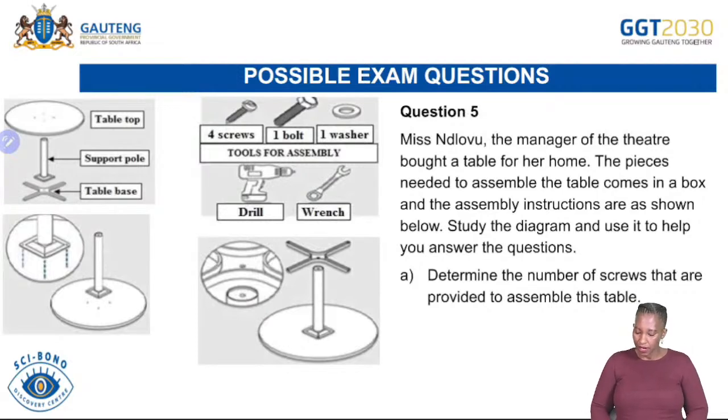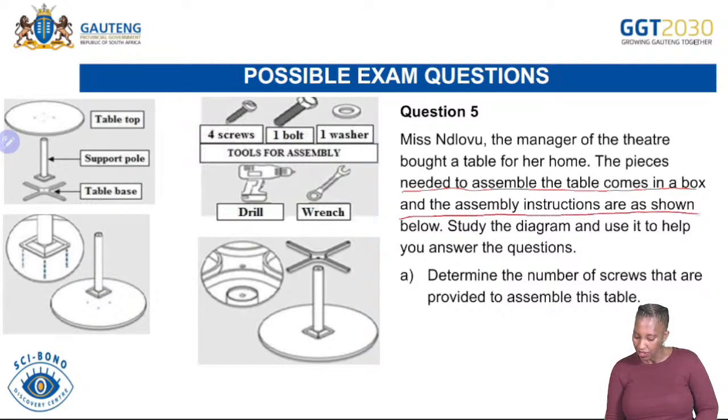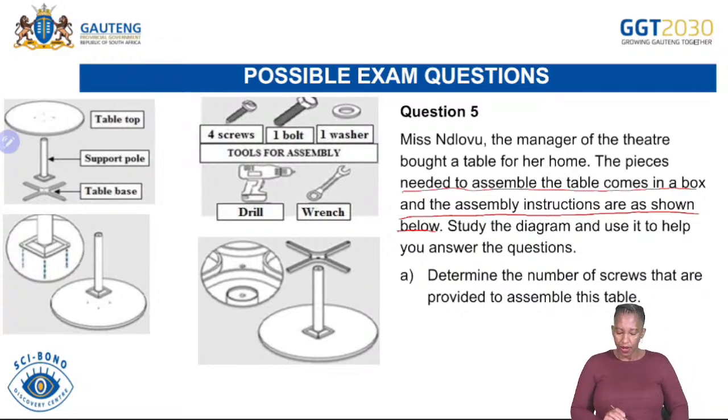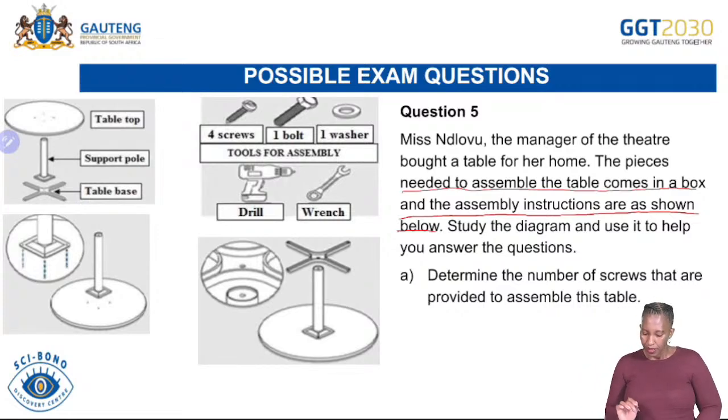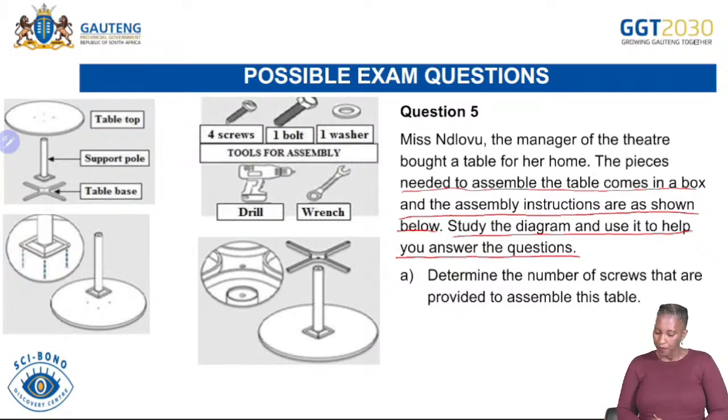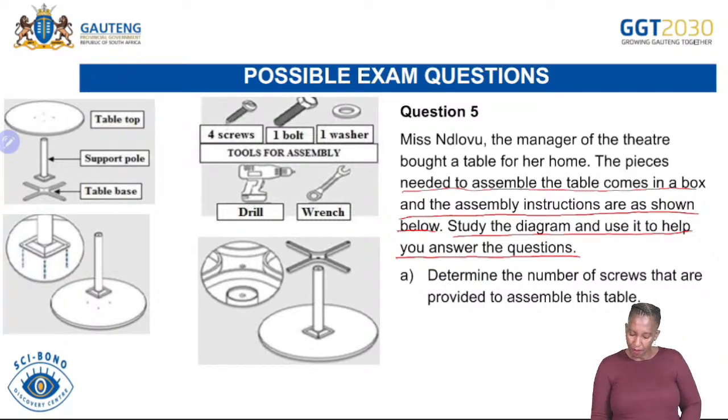Miss Ndlovu, the manager of the theater, bought a table for her home. The pieces needed to assemble the table come in a box and the assembly instructions are shown below. Study the diagram and use it to help you answer the questions. Now, question number 1. Determine the number of screws that are provided to assemble the table.